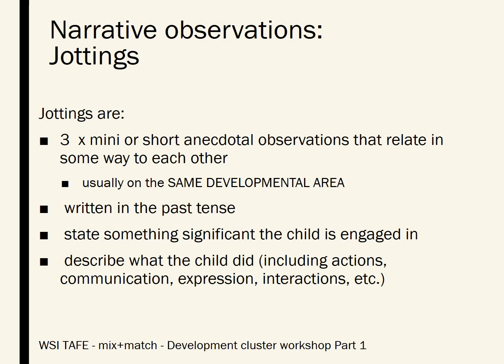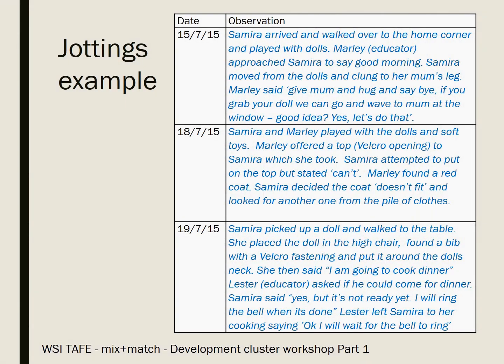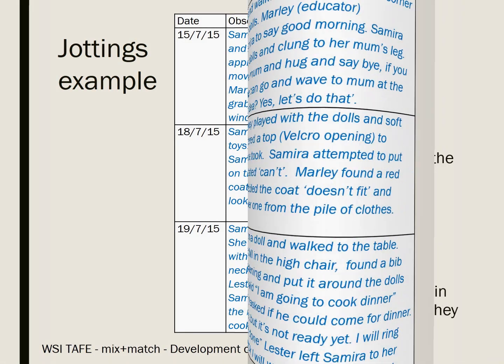And again, describe what the child did. Try and put as much detail into that little bit that you've got. So you've got 3 examples of Samira. She's playing in the same setting each time. That is not necessarily needed. You can have different settings. I'd like you to focus on the area of development more than the setting. So these ones we've picked up emotional development.